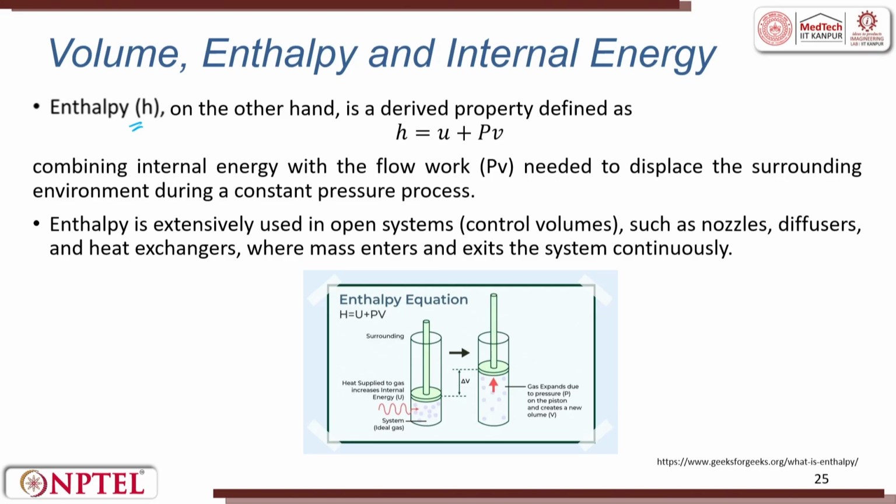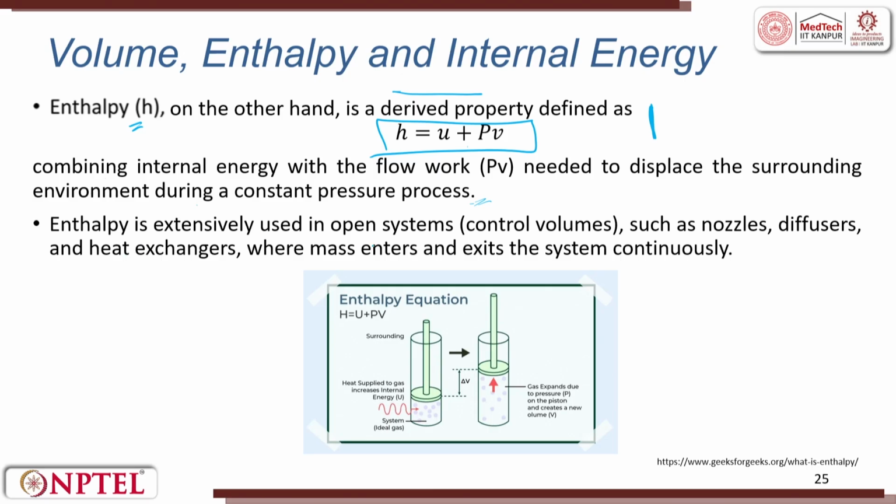Enthalpy is defined as H equals U plus PV, where it is nothing but the combined internal energy with the flow work PV needed to displace the surrounding environment during a constant pressure process. It is a derived property. This is very important. Enthalpy is defined as H equals U plus PV, combining U, the internal energy, with PV, the flow work.